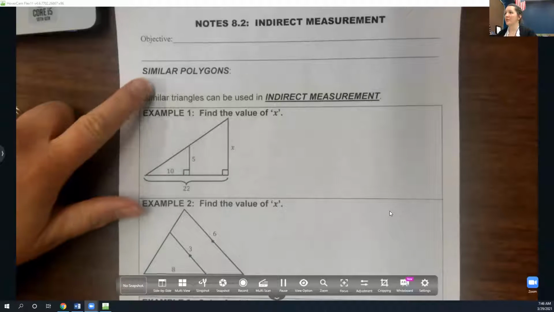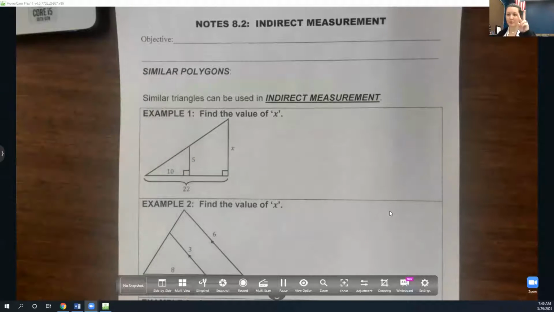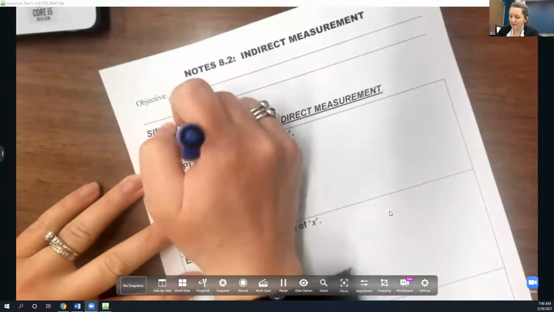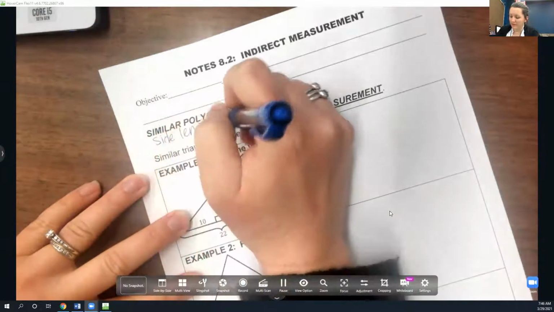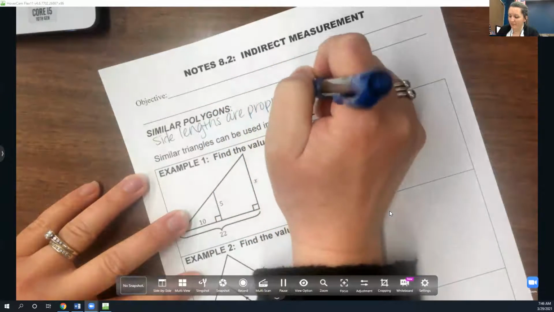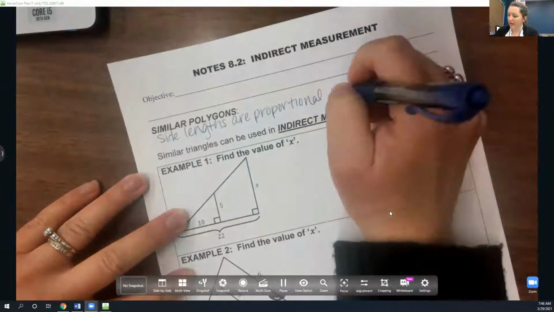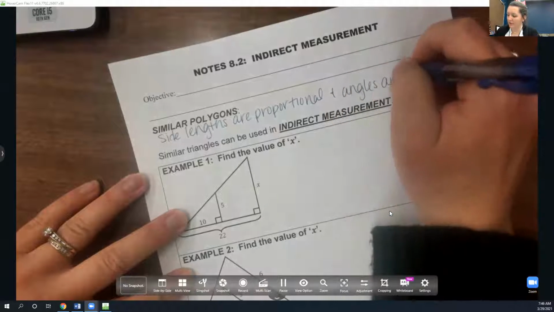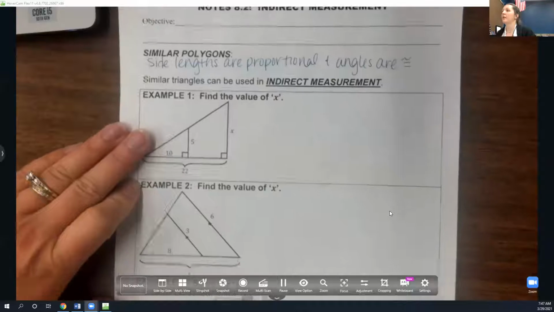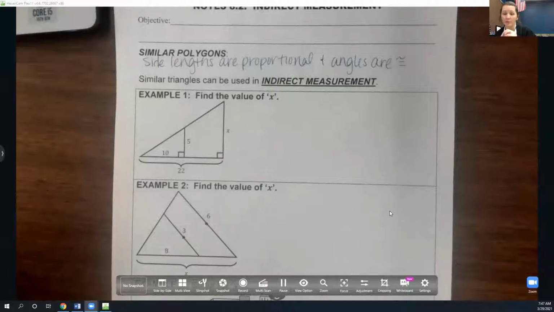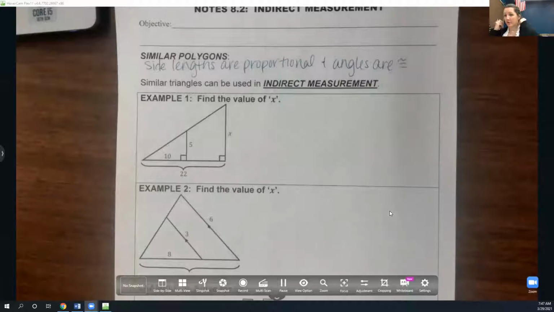So remember that similar polygons have two things, right? Their side lengths are proportional and their angles are congruent. I'm just going to put our little congruency sign here. So two things about similar polygons: side lengths are proportional, meaning equal ratios, equal fractions, right? And then angles are congruent.